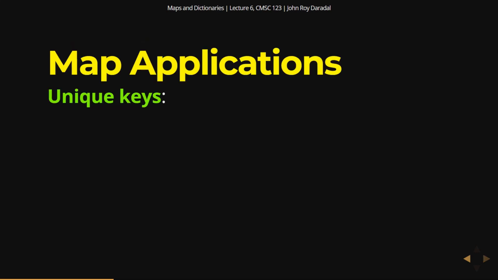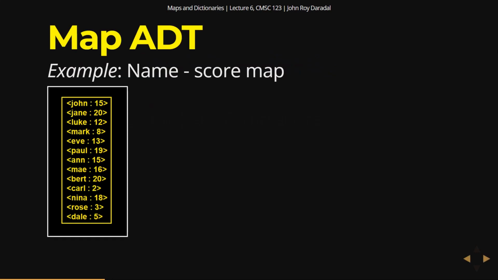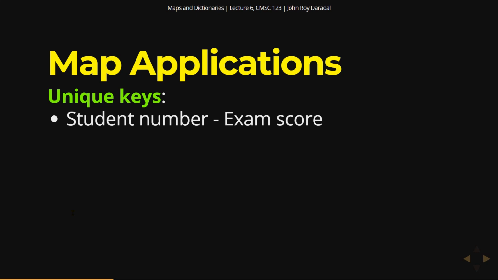Now, where can we apply maps? So for applications wherein you need unique keys, maps would be applicable. So for example, student number and then exam score. So in the previous example, name might not be a really good key because there could be students having the same name. Okay, so there would be collisions or conflicts, right? So it's much better to use a key that would be unique to each entity. So in this case, that would be your student number, because the student number is unique to each student, right? So student number to exam score is one example.